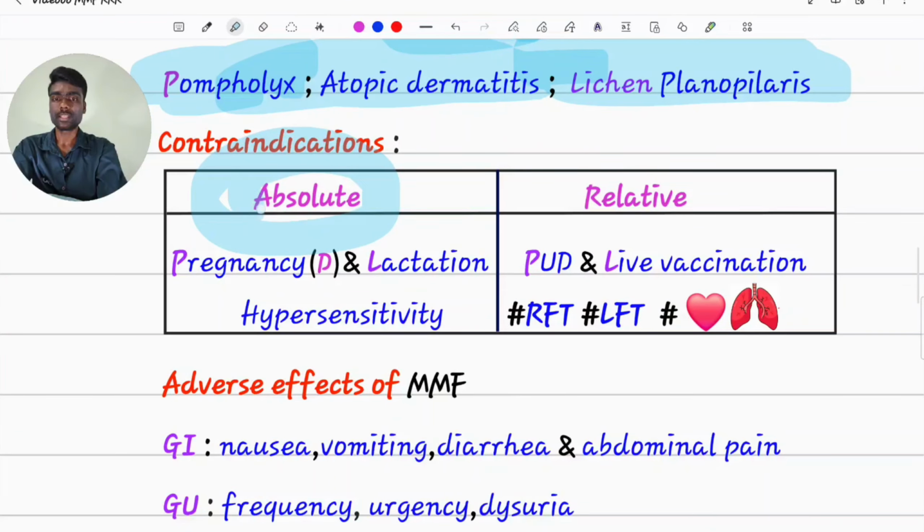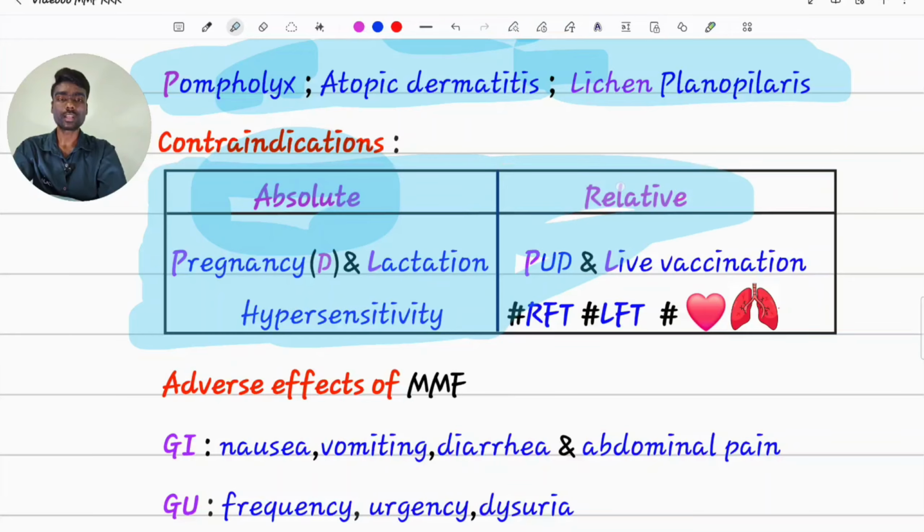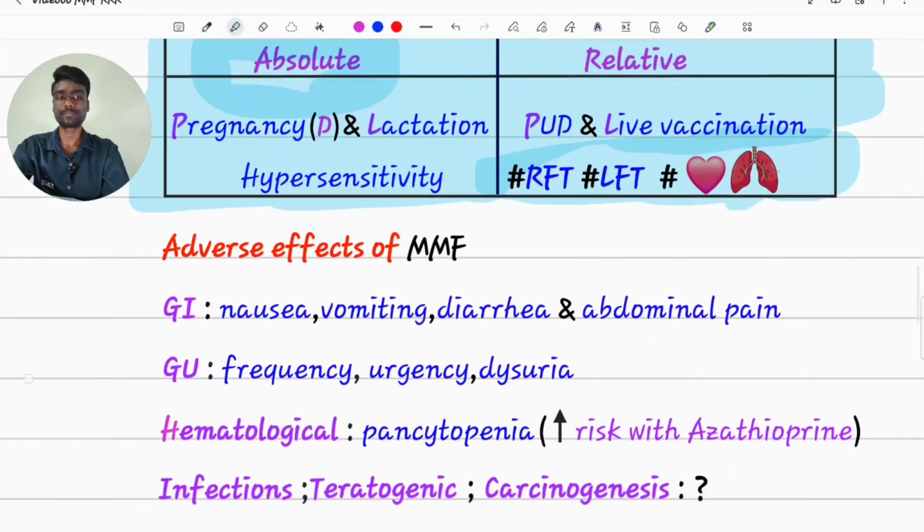Coming to contraindications, absolute contraindication is pregnancy and lactation because it is a category D drug and a teratogen, hypersensitivity for any drug. Relative contraindication is peptic ulcer disease. And live vaccination. Whenever we are giving an immunosuppressant, we should avoid live vaccines and we should check for TB before starting immunosuppressant. Significant renal, liver, cardiopulmonary diseases.